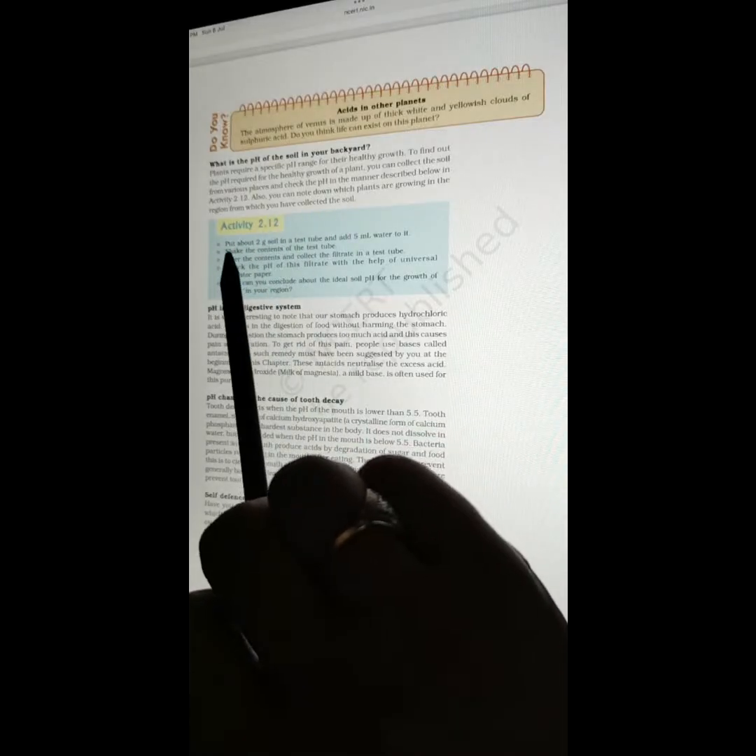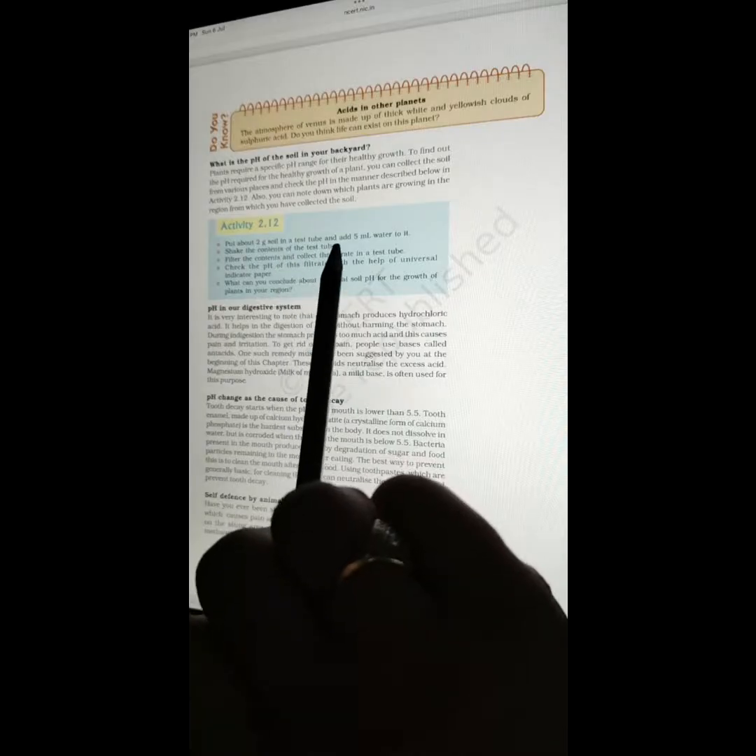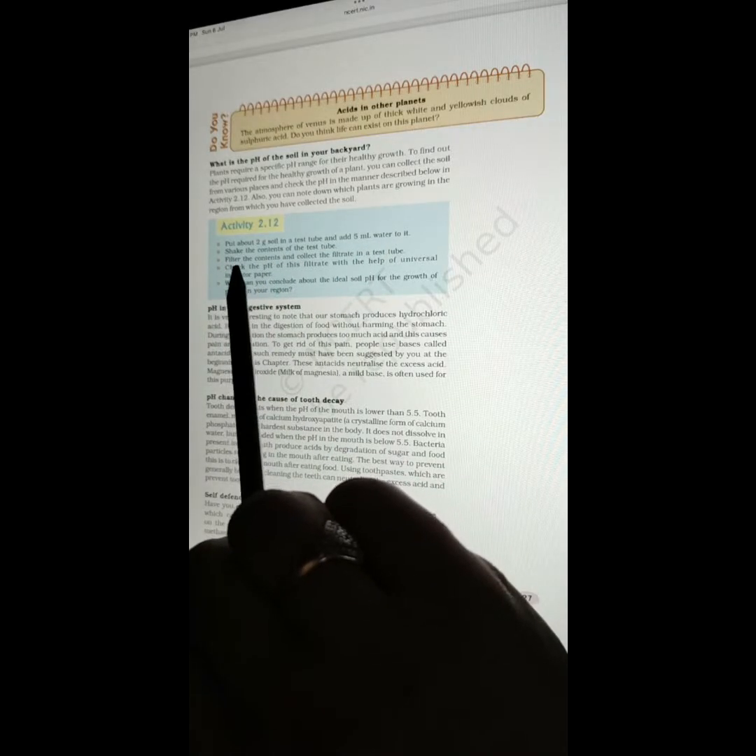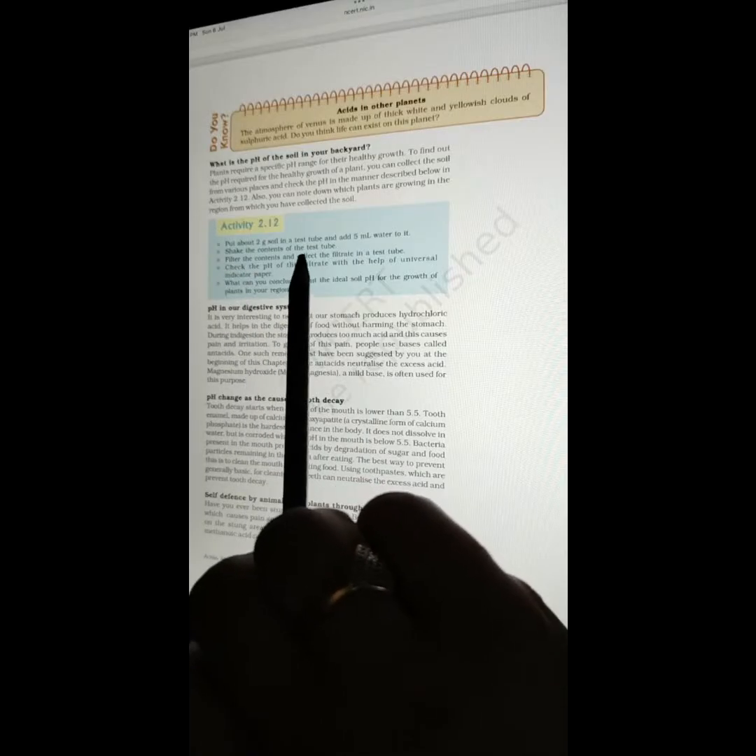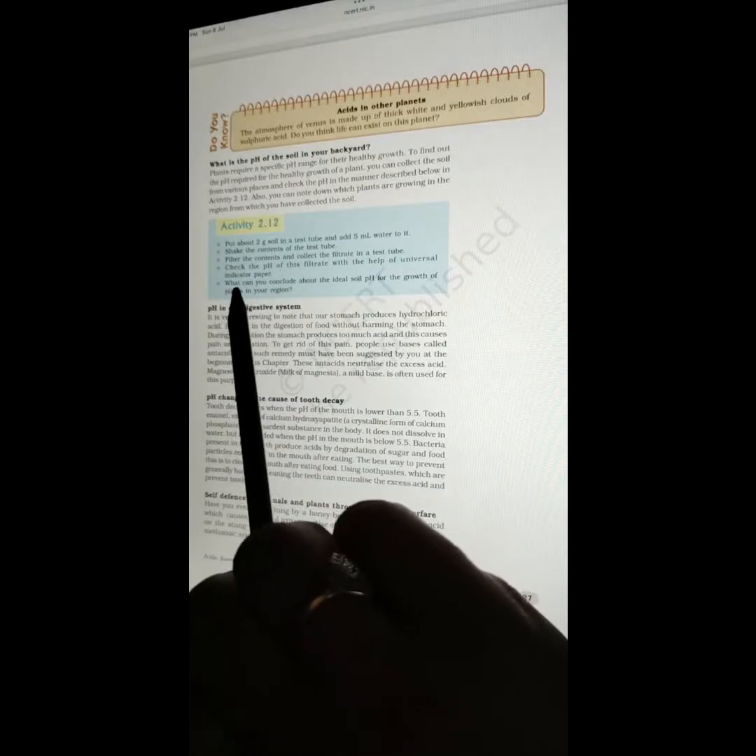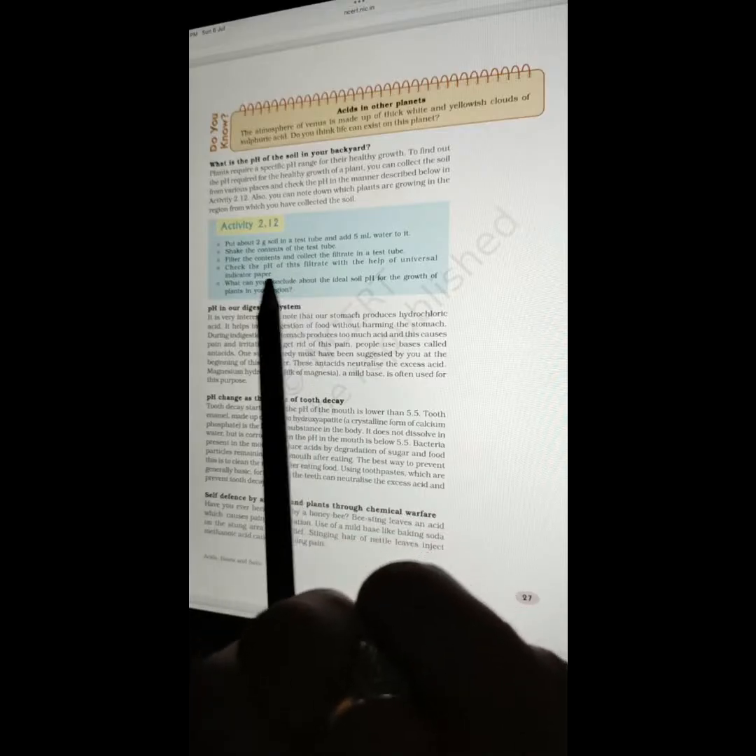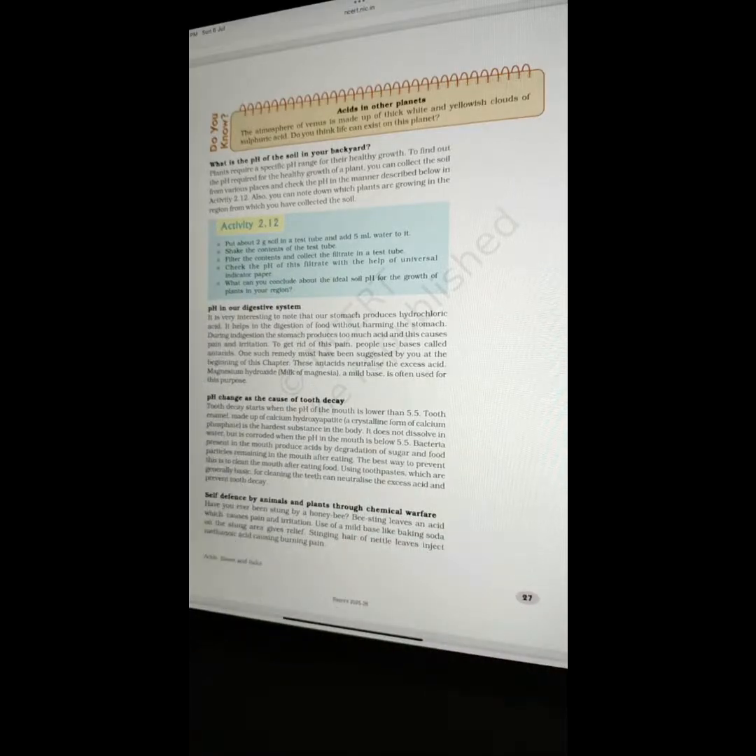Activity 2.12, put about 2 grams soil in a test tube and add 5 grams of water to it. Shake the contents of the test tube. Filter the contents and collect the filtrate in a test tube. Check the pH of this filtrate with the help of universal indicator paper. What can you conclude about the ideal soil pH for the growth of plants in your region?